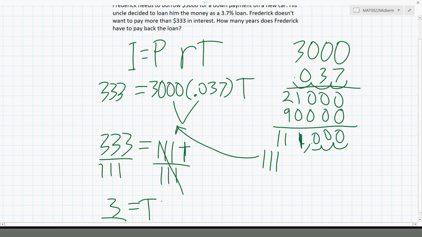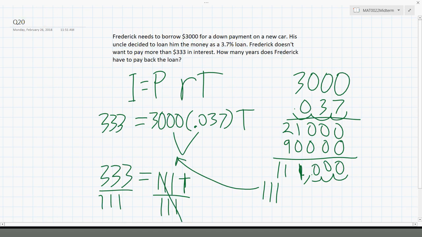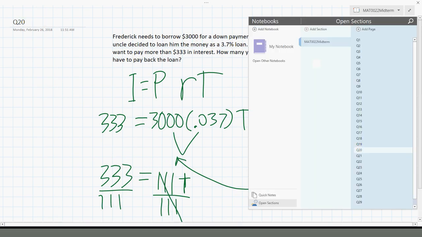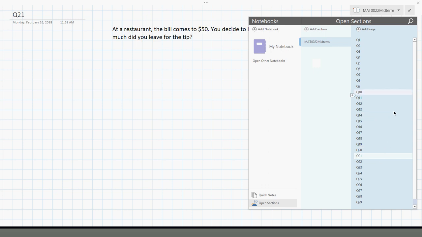Okay? Any other questions for this one? I know this is usually a scary one. No? We're good? Okay. So he wants to pay off $3,000 worth of money in 3 years. I hope he does a good job. 21.